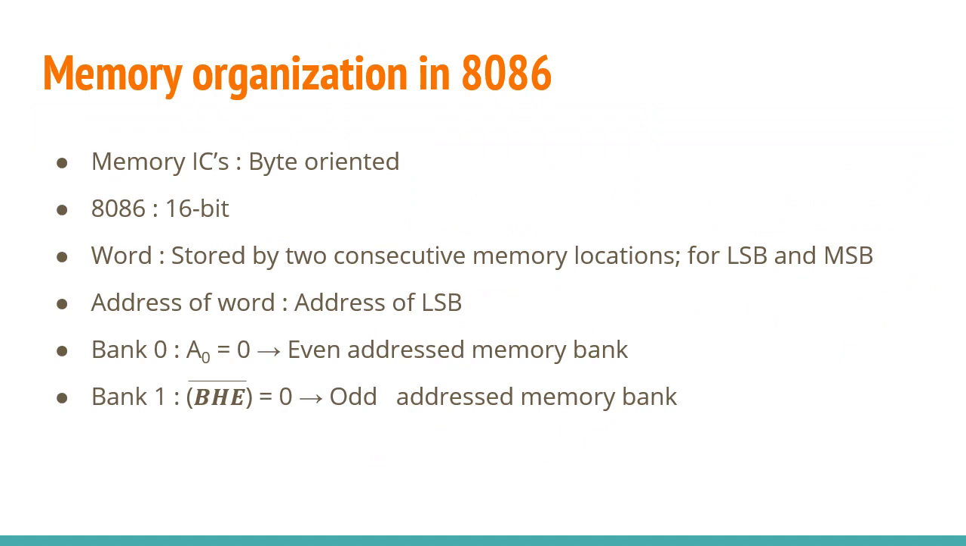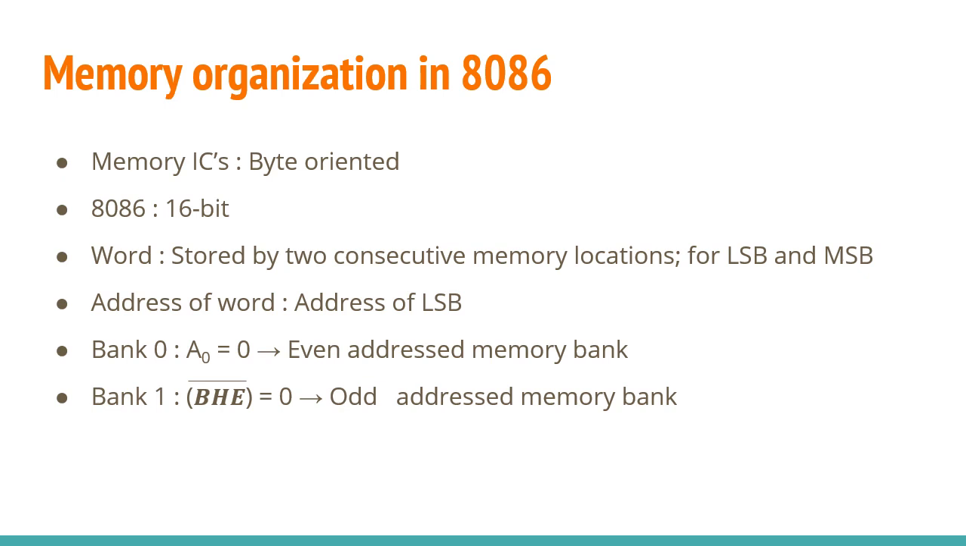Let's have a quick recap of the memory organization of 8086. The memory of 8086 is byte oriented. That means each of the memory location can store up to 1 byte or 8 bit of information. As we all know, the 8086 is a 16-bit processor. That means at a time the 8086 can act on 16 bit of data or 1 word of data. This 1 word or 16-bit of data is stored by two consecutive memory locations. One for the LSB or the least significant 8 bits and the other for the MSB or the most significant 8 bits. Now the address of the word is equal to the address of the LSB.